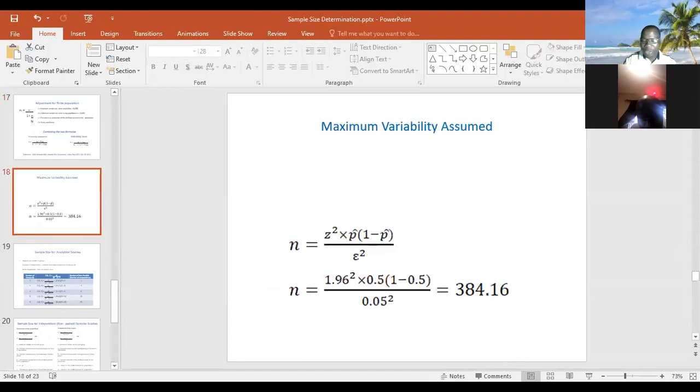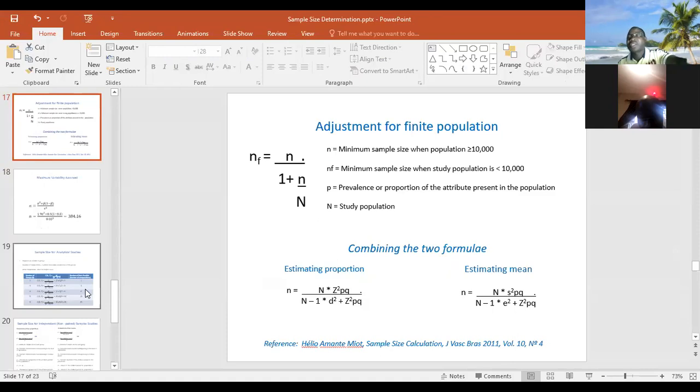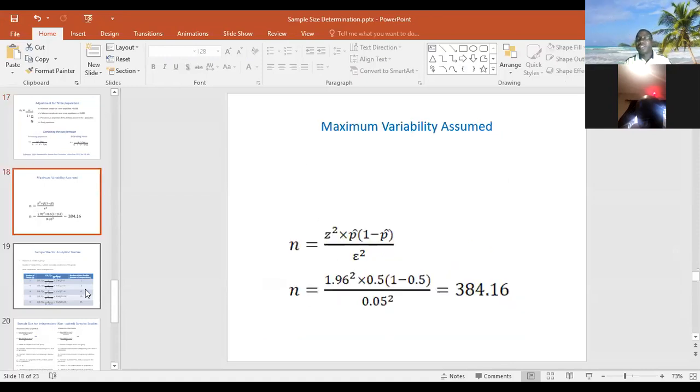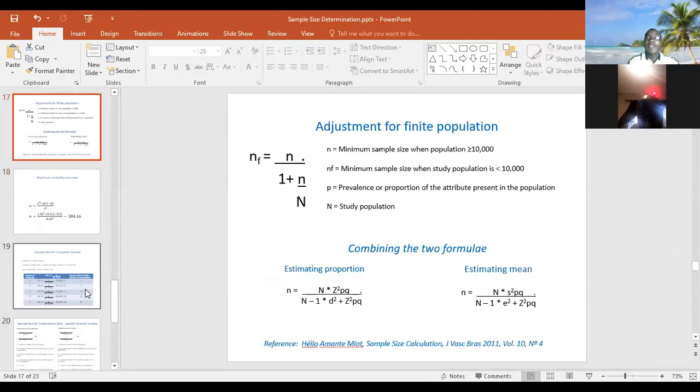I don't know if everybody can see the slide. Day before yesterday, we stopped the discussion on calculating sample size for descriptive study, and we also considered different outcomes, that is, whether the outcome is categorical or quantitative. So we're not going to dwell much on that again.